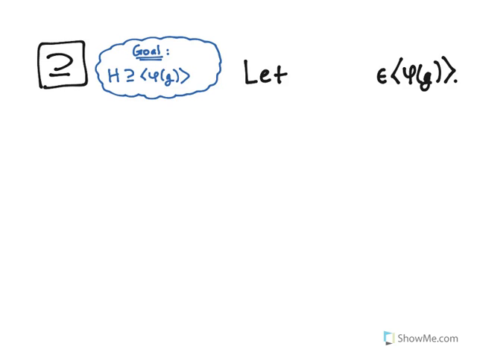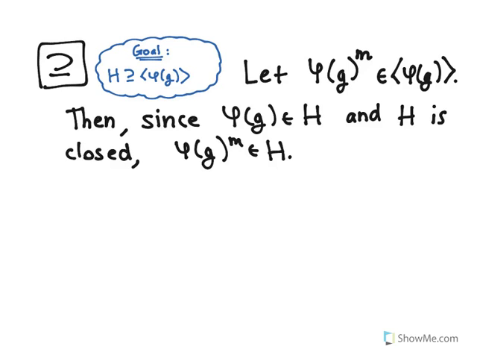So for this reverse inclusion, I have to start from an arbitrary element in the subgroup generated by phi of g and prove that it's in H, but I know what an arbitrary element of the subgroup generated by phi of g looks like. It looks like phi of g raised to some power, which I'll call m. How do I know this is in H? Well, I know that phi of g itself is in H, because phi is a function whose codomain is H. But I also know that H is a group, which means in particular that it's closed, and so phi of g to the mth power is also an element of H. And that proves that inclusion.